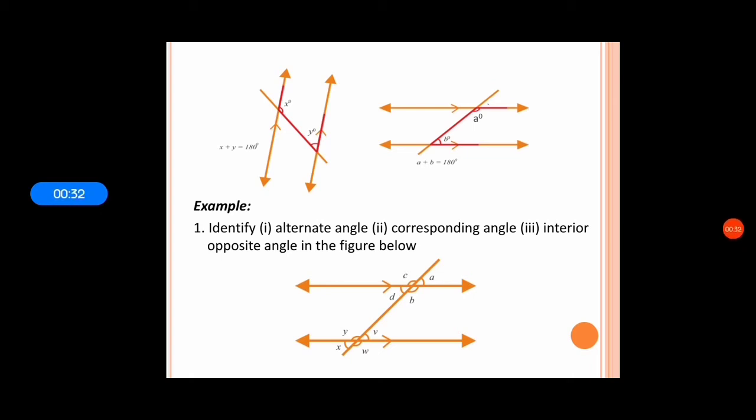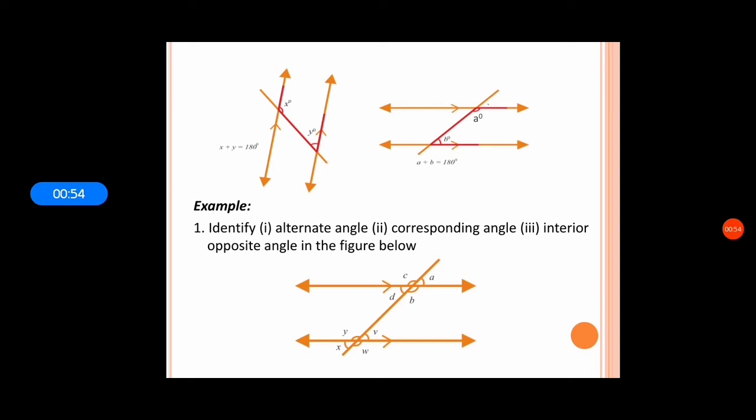Now look at the next one. You can see that our A and B are also inside angle, and they are facing each other. That is opposite. So our A plus B is equal to 180 degrees.